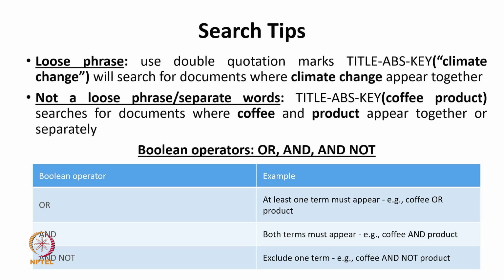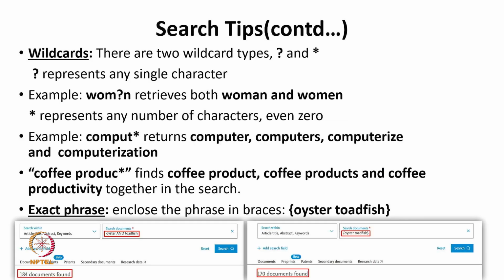For Boolean operators, there are three: OR, AND, NOT. OR will search where one term should appear, coffee or product. AND will search both the terms together, coffee and product. NOT will exclude one term, coffee and not product. Now in this search, product will not appear. It will search only coffee.